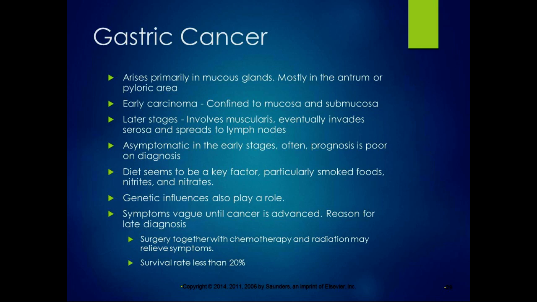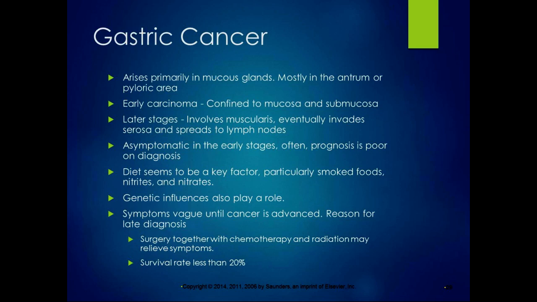Gastric cancer, just like anything, any area of the body can get cancer. It usually happens in the mucous glands. So early carcinoma is usually confined to the mucosa and the submucosa. Later stages, it starts to invade the muscular layers and eventually into the serosa, and it can spread to the lymph nodes. So just like a lot of other digestive cancers, it's asymptomatic in the early stages. And so the prognosis is often poor on diagnosis because it's not detected until the later stages. It's not detected until it invades the serosa and spreads to the lymph nodes and causes problems and other symptoms.